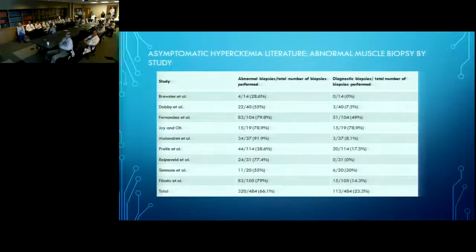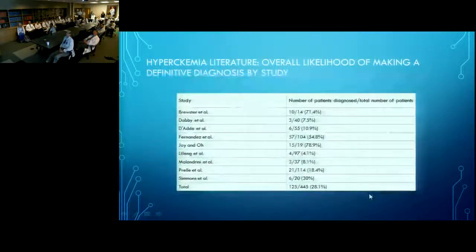And all these patients in these studies also went on to have muscle biopsies. They did have abnormal muscle biopsies in up to 66%. However, most of these biopsies were not diagnostic. So when they actually looked at it in aggregate, they decided that the yield of a muscle biopsy is really about 23%, which is very low. And combining the data from the EMG, it looks like the likelihood of coming up with a diagnosis when the patients have idiopathic hyper-CKemia is about 28%.